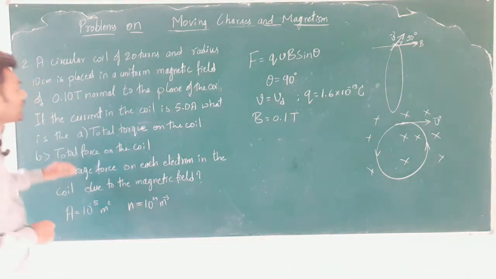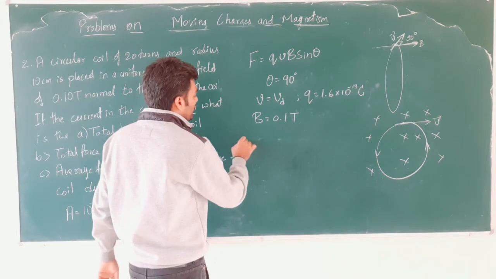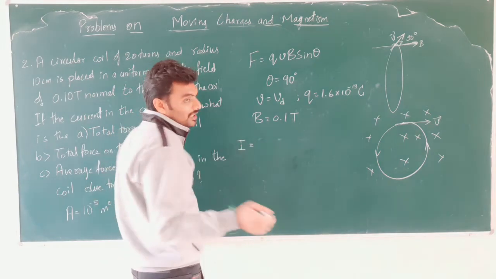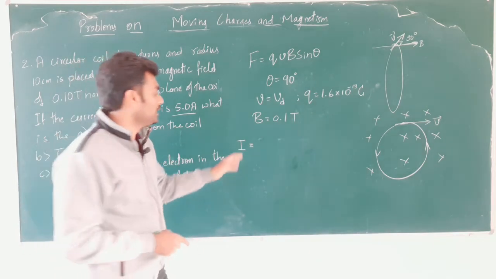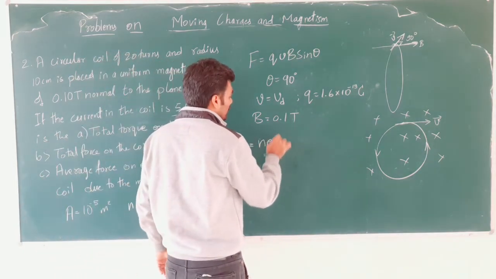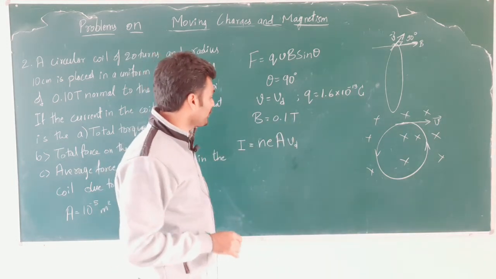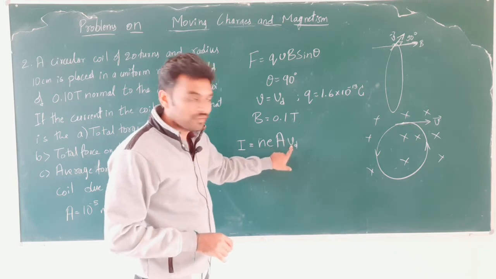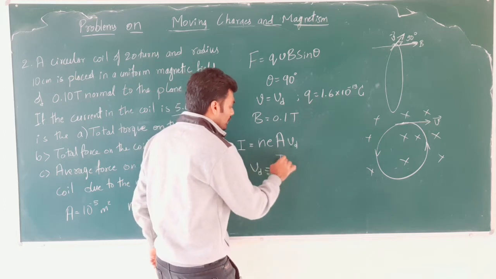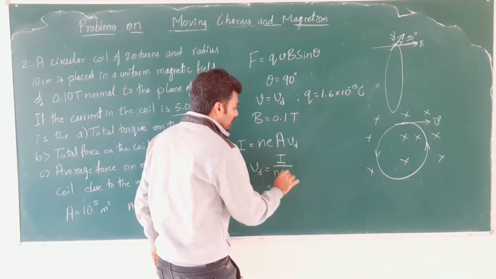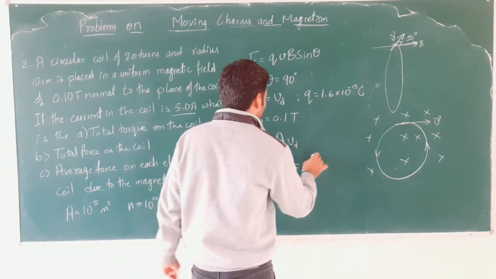Look at this. We are given the current in the circuit, 5 ampere. So I is equal to 5 ampere, and we have an expression for current expressed in terms of Vd, right? I is equal to NEA Vd, isn't it? Now out of this expression, we can get the expression for Vd, and that would be Vd is equal to I by NEA.